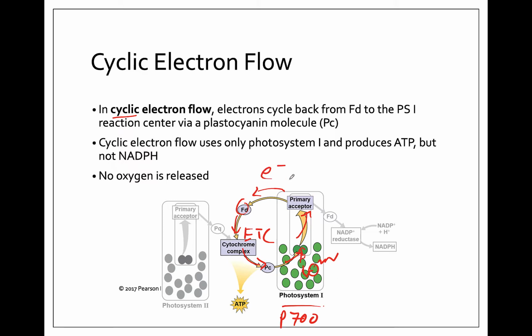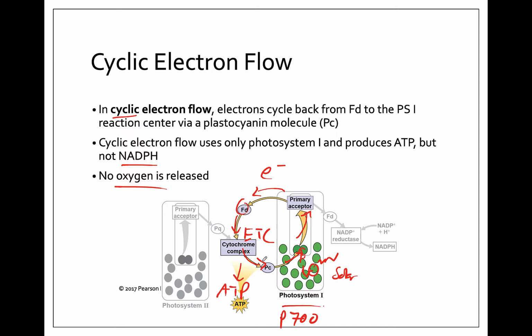So you can see that this is kind of an electron cycle where the electron gets excited and then passed back to its original molecule here. This is going to produce ATP, which is great. So this will produce a little bit of energy from the solar light energy here, but it does not produce NADPH and it does not release oxygen. So this by itself cannot provide a plant with the means to do photosynthesis.